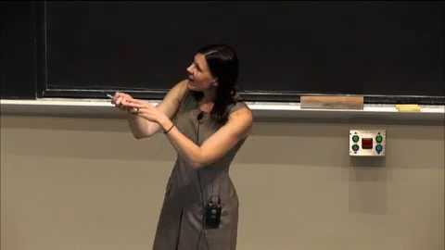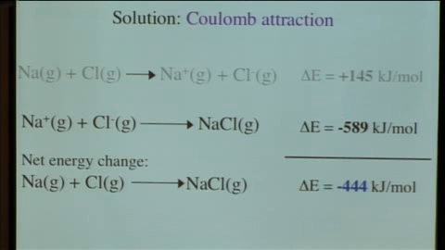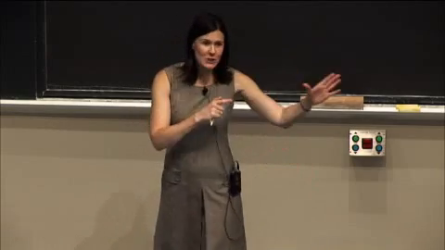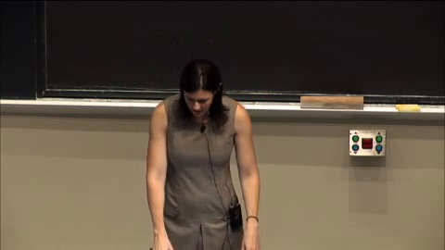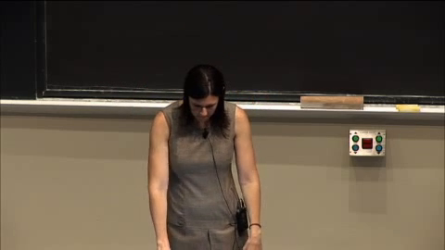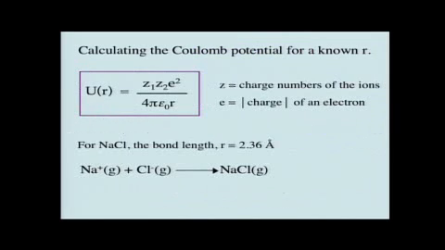So if we add up the net energy for all of this process, all we need to do is add negative 589 to plus 145. So what we end up getting is the net energy change is going to be negative 444 kilojoules per mole. So you can see that, in fact, it is very favorable for neutral sodium and neutral chlorine to form sodium chloride in an ionic bond. And the net result, then, is a decrease in energy.